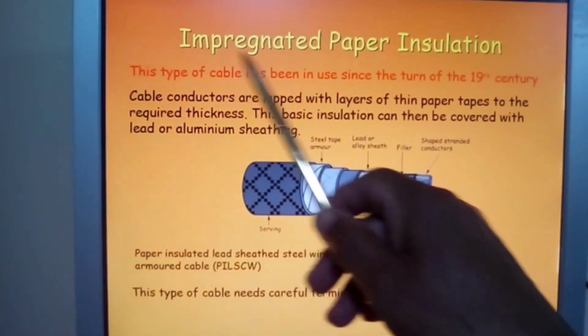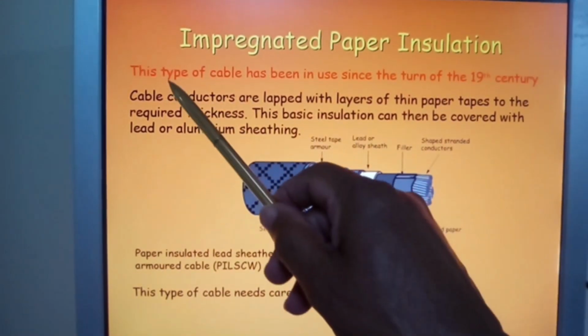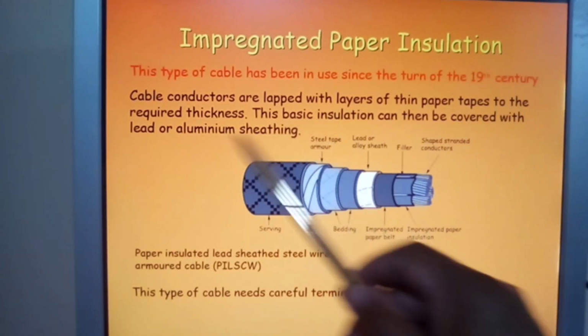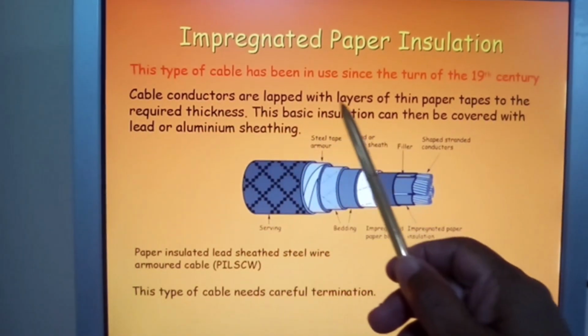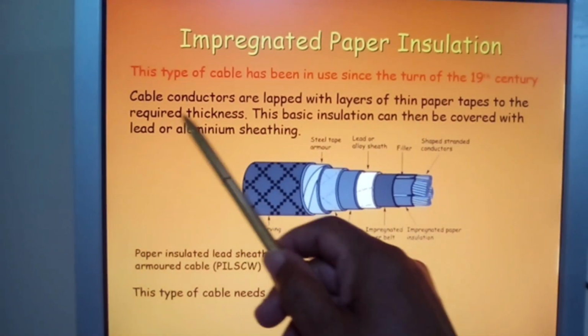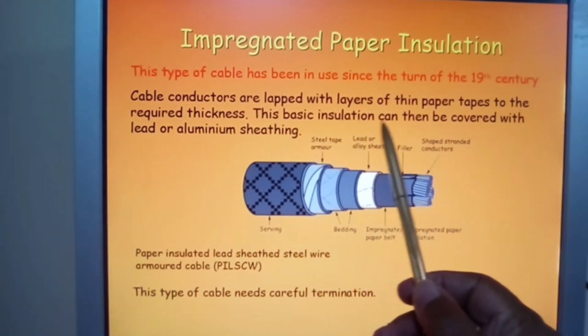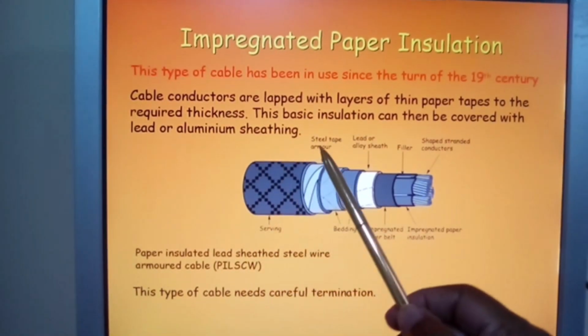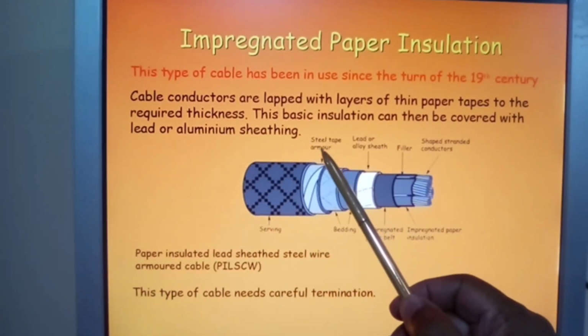And here we have impregnated paper insulation. This type of cable has been in use since the turn of the 19th century. Cable conductors are lapped with layers of thin paper taped to the required thickness. This basic insulation can then be covered with lead or aluminium sheathing. And you can see here steel tape armor.